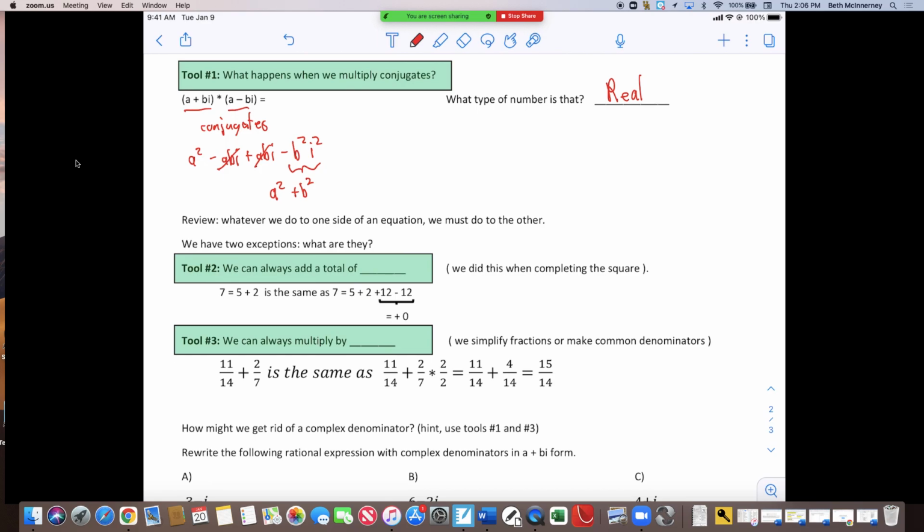We have to do it to the other side. An equation always has to be balanced, right? So if you multiply one side by 5, you have to multiply the other side by 5. We've kind of made two exceptions to that. Two things that we do that we're allowed to do to one side and not the other.